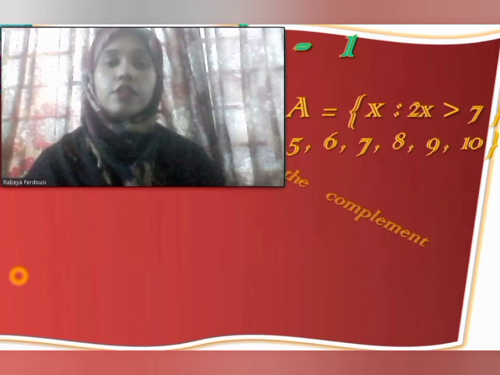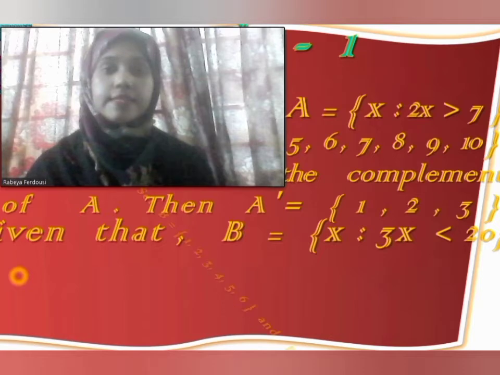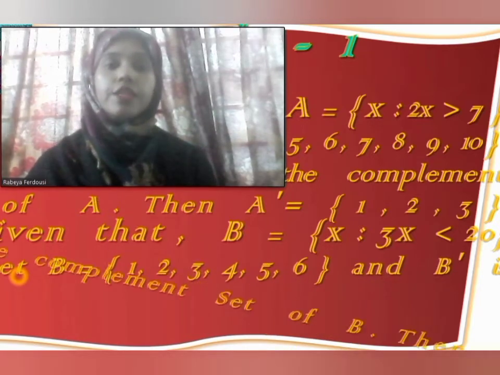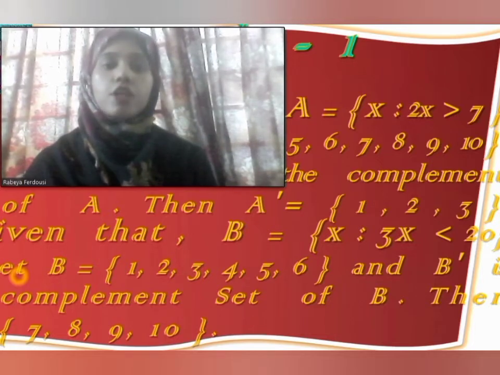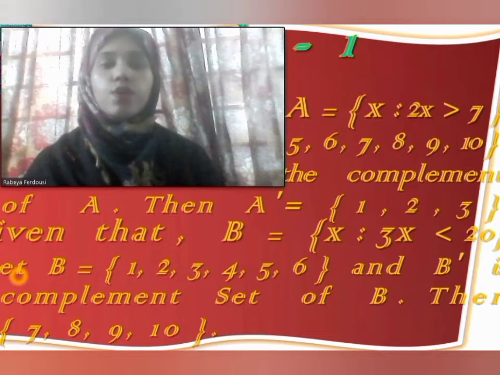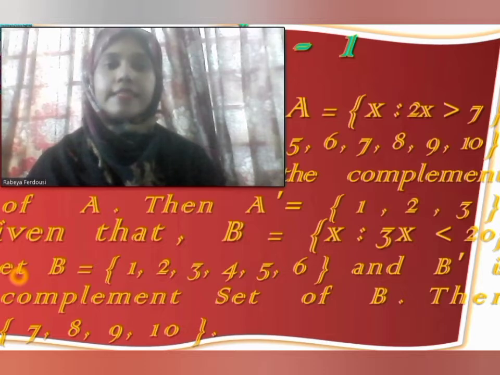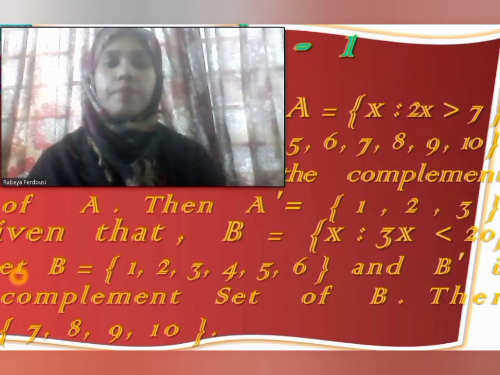Again, if x is equal to 3, then 2 into 3 is equal to 6, which is again less than 7. But if x is equal to 4, then 2 into 4 is equal to 8, which is definitely greater than 7. Like this, if x is equal to 5 or 6, then 2 into 5 or 2 into 6 is equal to 10 or 12, which are definitely greater than 7. So we can say set A is equal to 4, 5, 6, 7, 8, 9, 10, since set U contains the elements between 1 to 10.